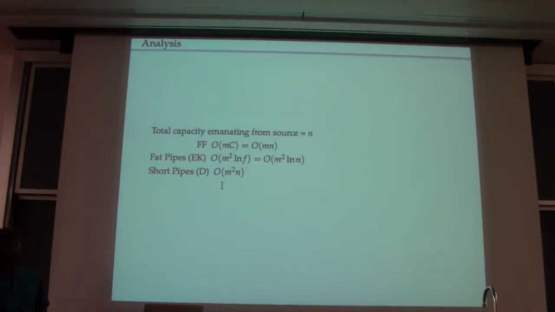The fat pipes algorithm, we said, was m squared log f, so it'll be m squared log n. The short pipes algorithm would correspond to m squared times n. And notice something interesting: all this fuss about how bad Ford-Fulkerson is, and it's actually the best one here.